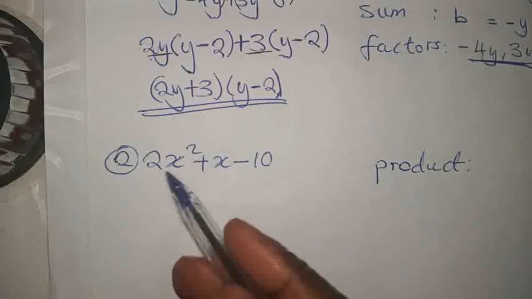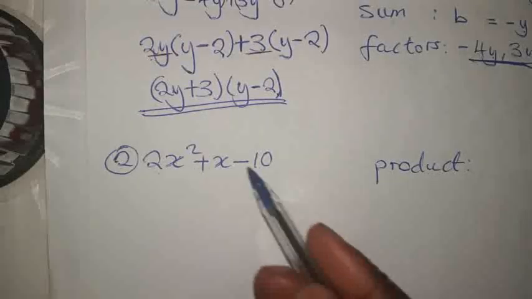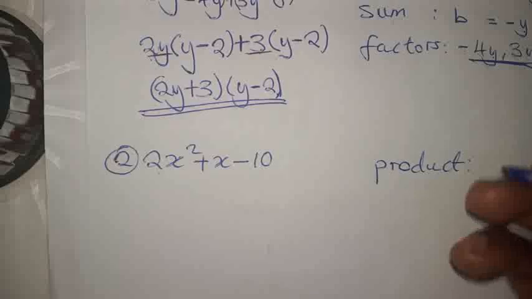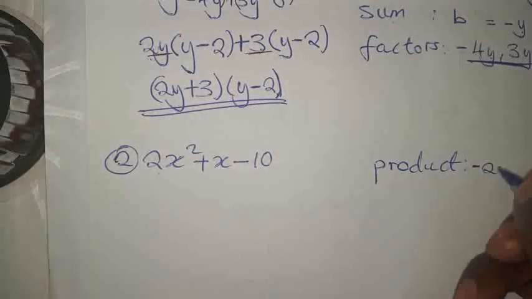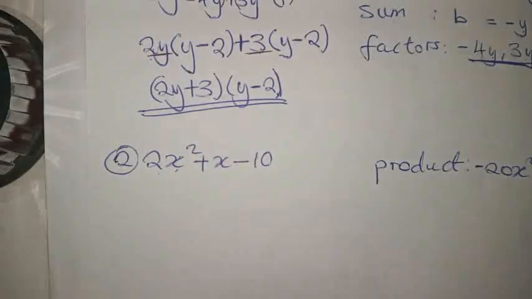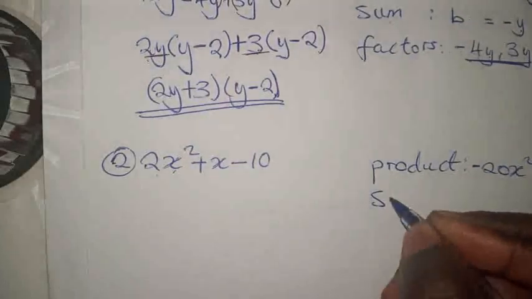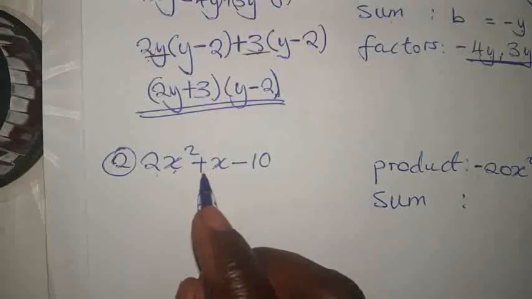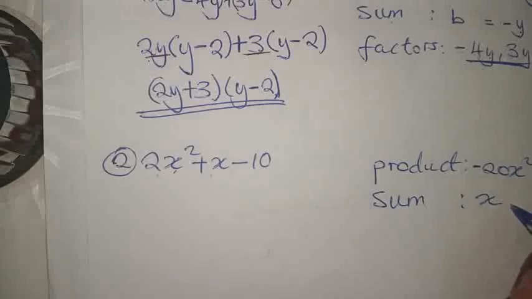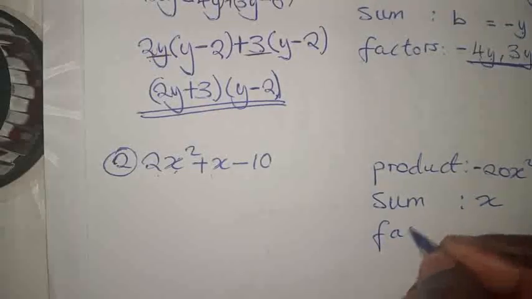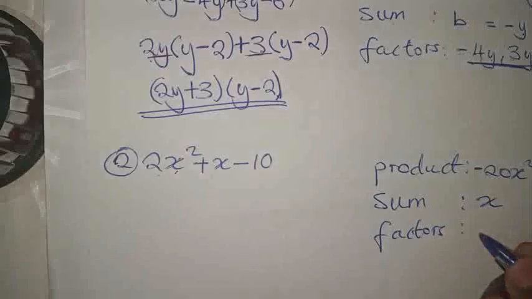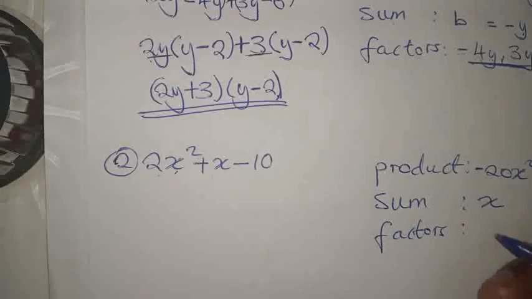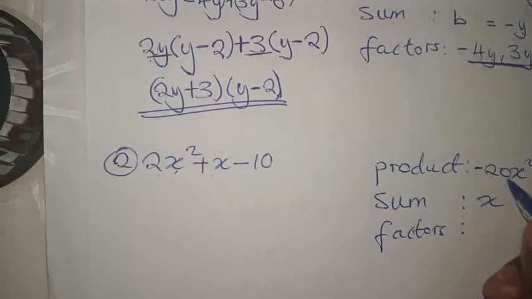It is simple. We need to find our product. What is our product? You multiply the first term, which is our a, by c: 2 by negative 10 gives us negative 20x squared, because of this square. Then our sum, we just get our b, which in our case here is just x. Then we go to the factors now. We have x and negative 20x squared.